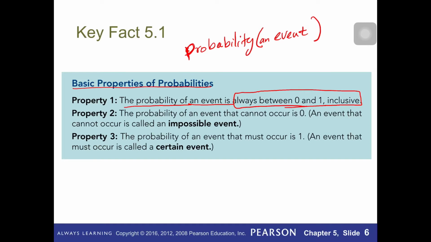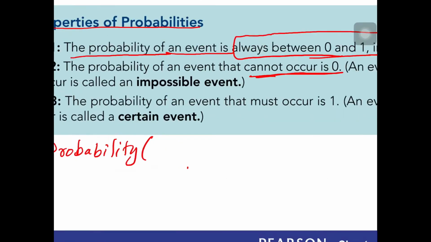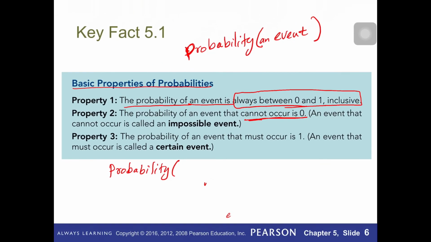Property 2: the probability of an event that cannot occur is 0. I will write it here: probability of this event is equal to 0, which means this event never happens.